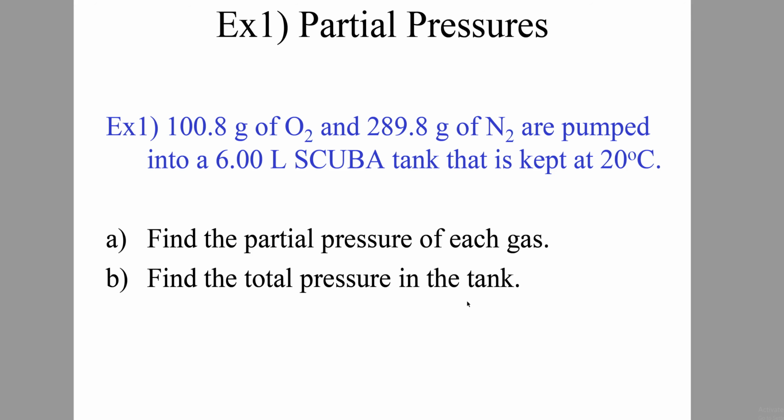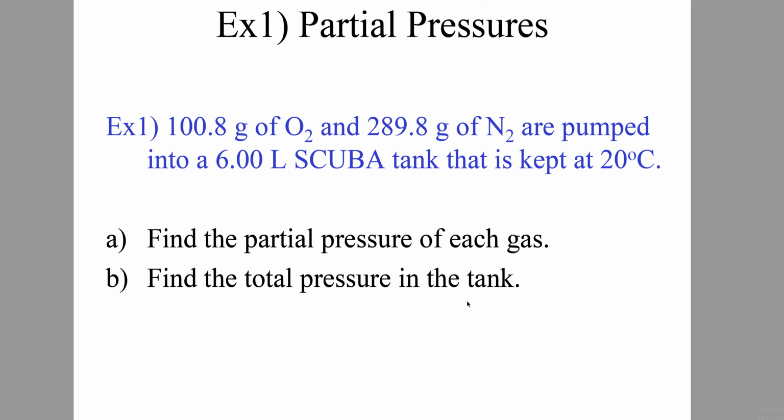So let's give you an example of Dalton's partial pressure with scuba tanks. If I give you 100.8 grams of O2 and 289.8 grams of N2, they're pumped together into a 6 liter scuba tank that's kept at 20 degrees Celsius. What is the partial pressure of each gas? And find the total pressure in the tank.